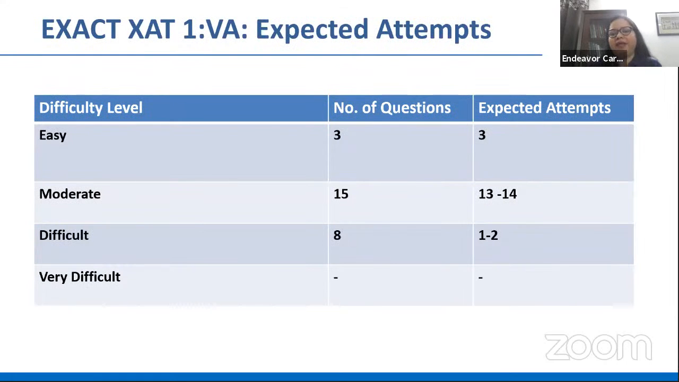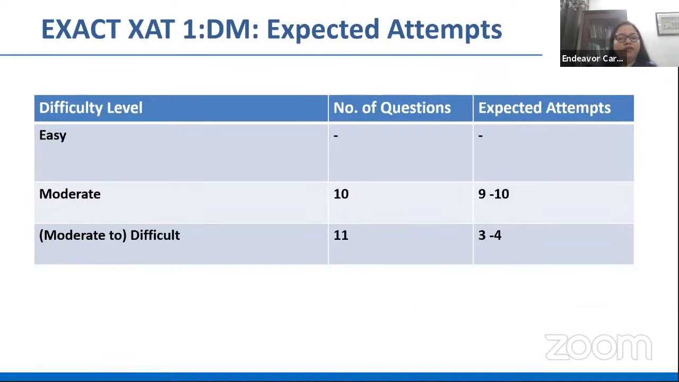Now, the VA expected attempts, we identified about 3 easy questions and a huge number of moderate questions, which is very unusual for a verbal sectional of XAT. And a fewer difficult questions, no very difficult questions at all. So considering you would be able to take all the 3 easy questions, about 13, 14 of the moderate questions, 1 or 2 of the difficult questions, and of DM, considering that you were looking at about 10 moderate questions and most others fell into the difficult domain, which is 11 questions falling into the difficult or tricky domain. More than difficult, we're talking of trickiness here.